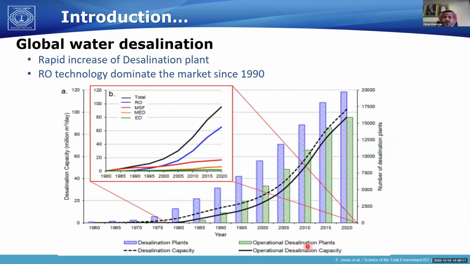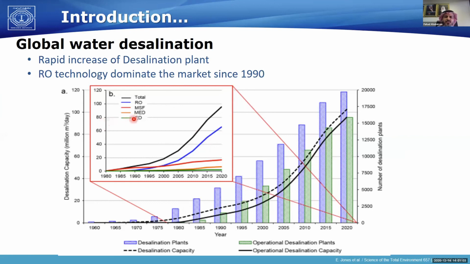If we think about the overall picture of power plants and desalinated water, this curve shows the desalination capacity, and it is now approaching around 100 million cubic meters per day. In terms of plants, the total is almost reaching 20,000. If you take a look at the curve, the slope is relatively high, and it will continue with this trend in the future.